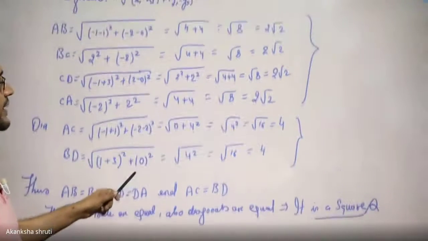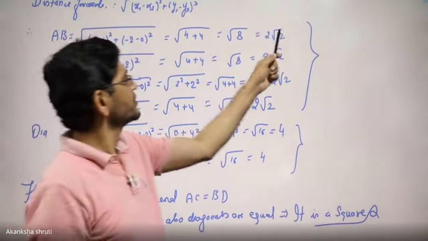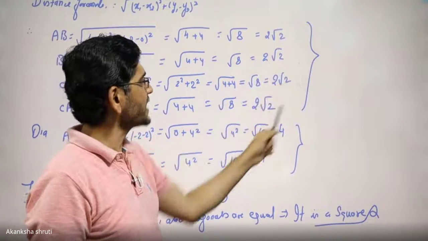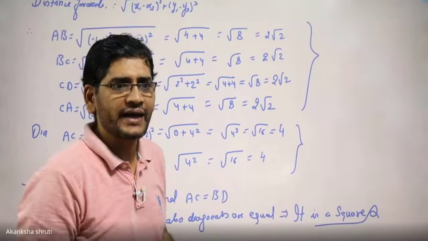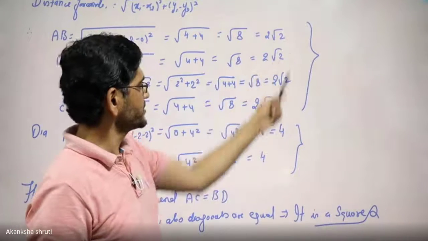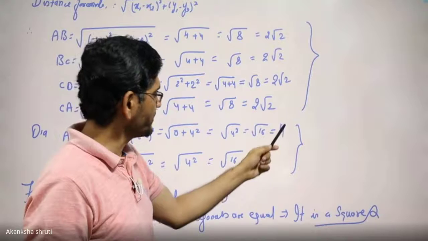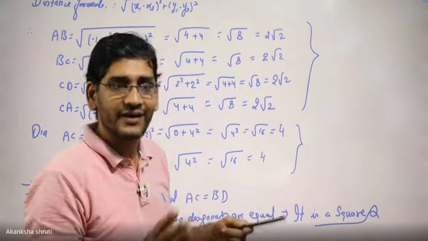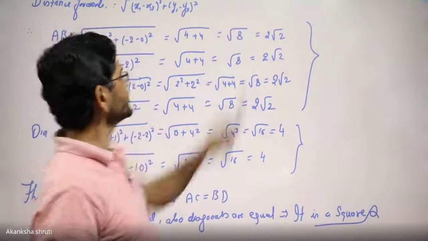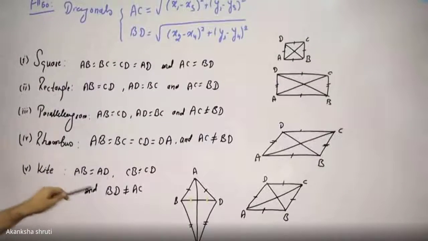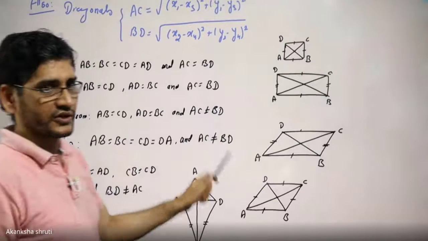Students, keep in mind, if we were getting just two pairs of equal sides and equal diagonals, it is a rectangle. Students, if these four sides are equal, but these two diagonals were unequal, it is a rhombus. So that's why these conditions are very important. I have summarized all these conditions here. So do not forget this.